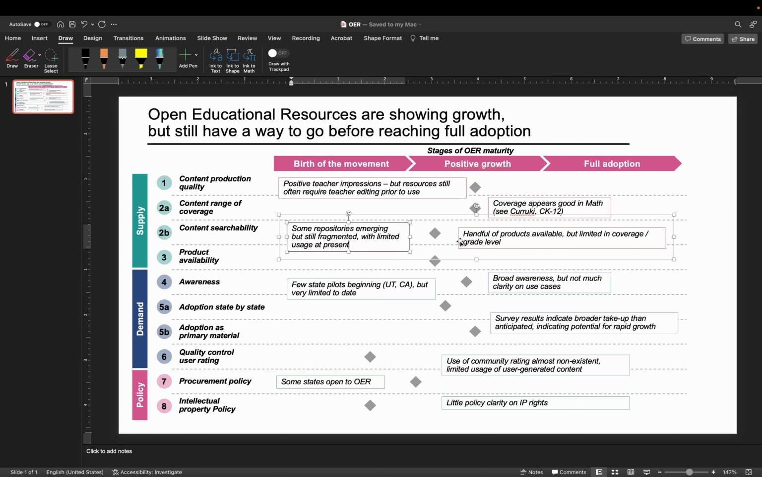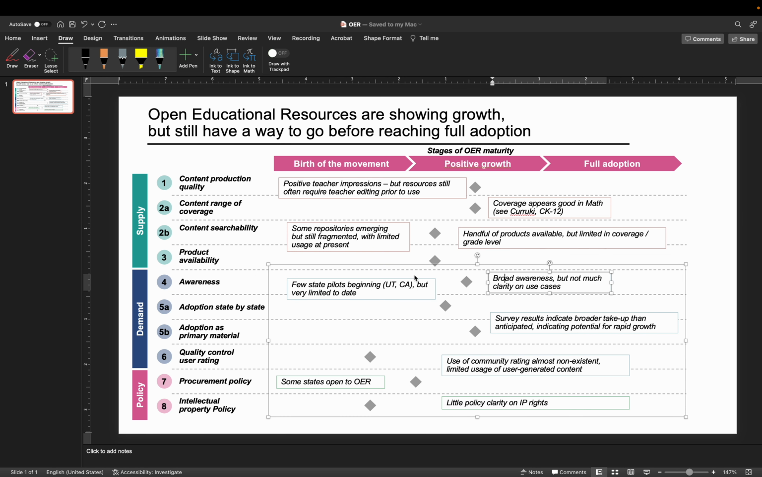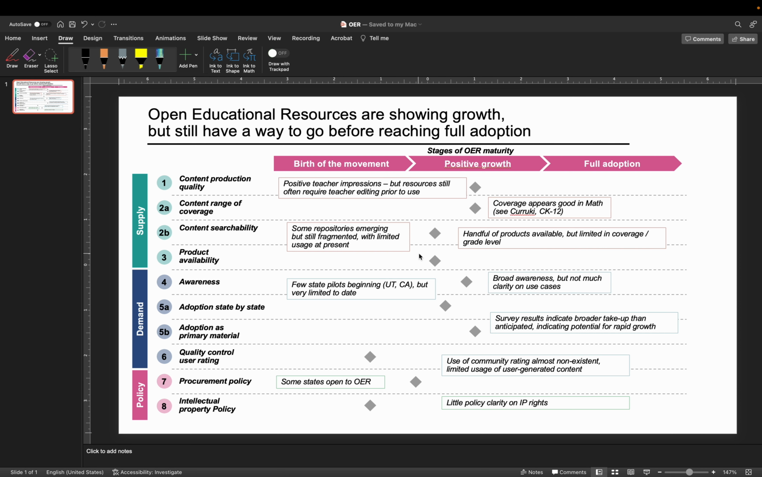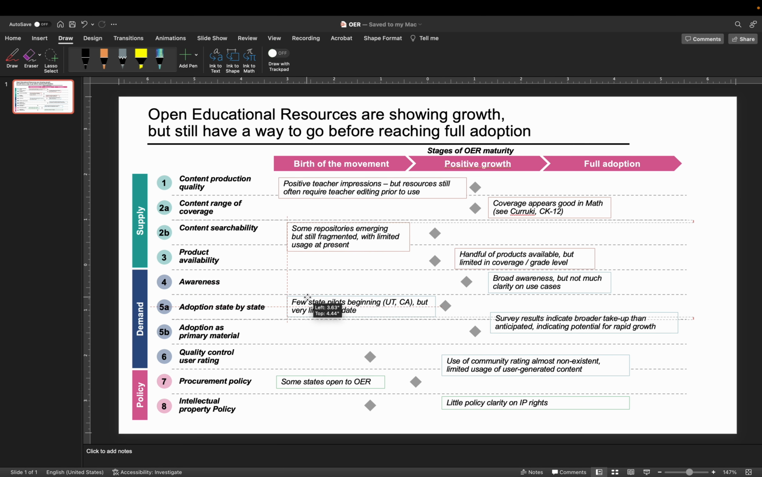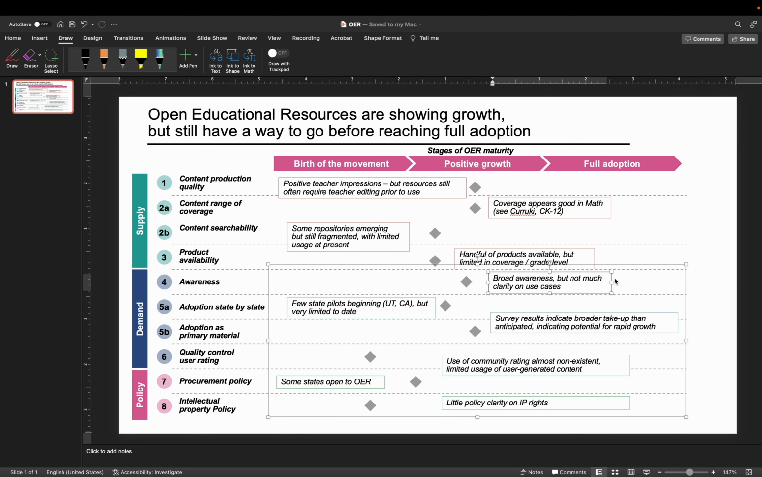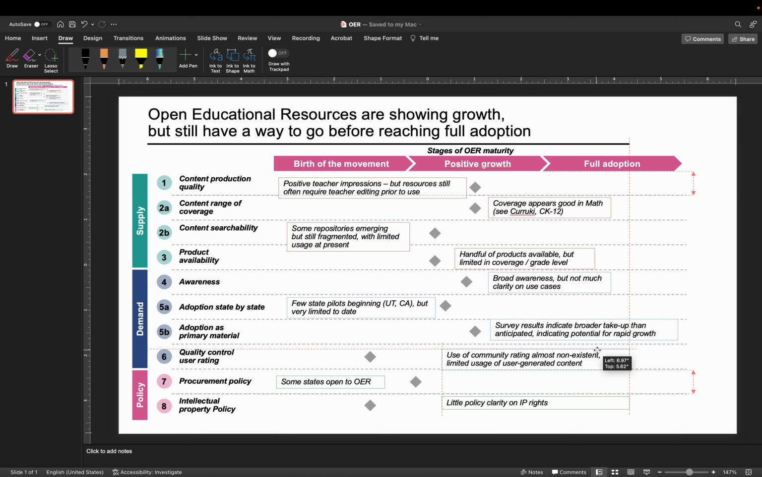Next, I noticed that there's several caption items where it's unclear which plot point exactly they correlate to. So I'm going to take a minute and read through these and get some context. I see that number 3 is product availability, and this one mentions products. So I'm going to take my best guess and move this right here. Similarly here, looking at the captions, I noticed that this one mentions states, so I'm going to move it next to adoption by state. And this one mentions awareness, so I can leave it where it is. Just taking a minute to sort of rearrange these so I have a better idea of how to redesign this.